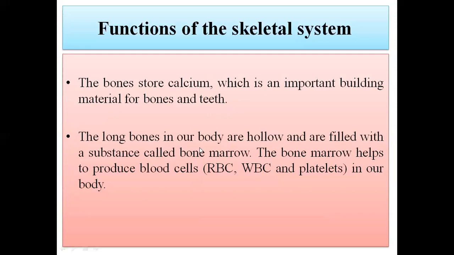The long bones in our body are hollow and are filled with a substance called bone marrow. The bone marrow helps to produce blood cells in our body. The blood cells are RBC, WBC and platelets. So in the functions of skeletal system, the bones store the bone marrow, which is responsible for producing the blood cells. So this is about the functions of the skeletal system.